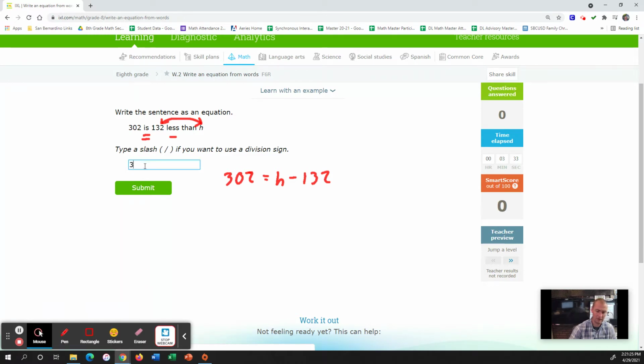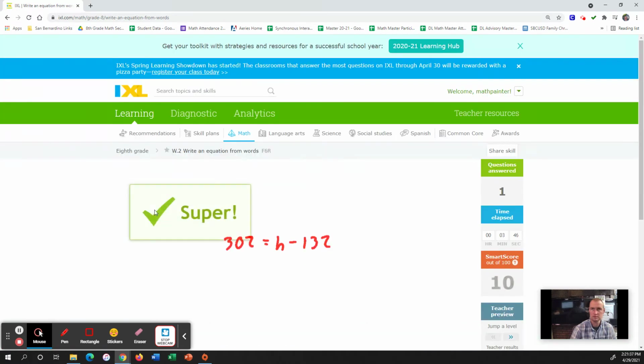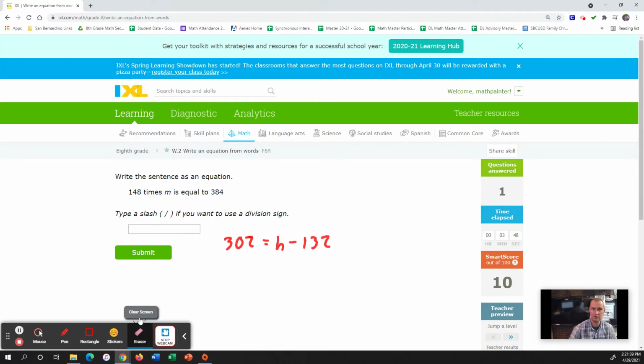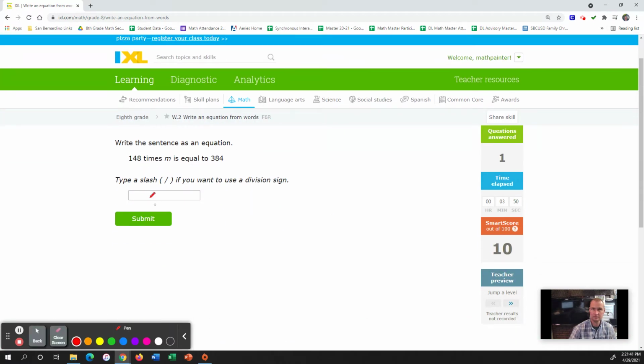So let's go ahead and let's try this. Try 302 equals, so looking for the equals on the keyboard, H subtract 132. Awesome, that just got us off to a good start. All right, here we go.